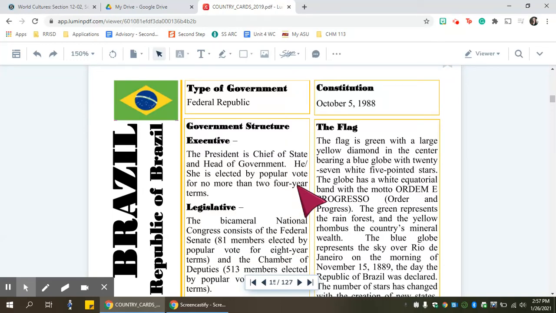All right, you guys, today we're going to be learning about Brazil. Now, Brazil is a country located in South America. It's the biggest country in South America and is home to most of the rainforest. So, we're going to be learning and copying notes into our country card.